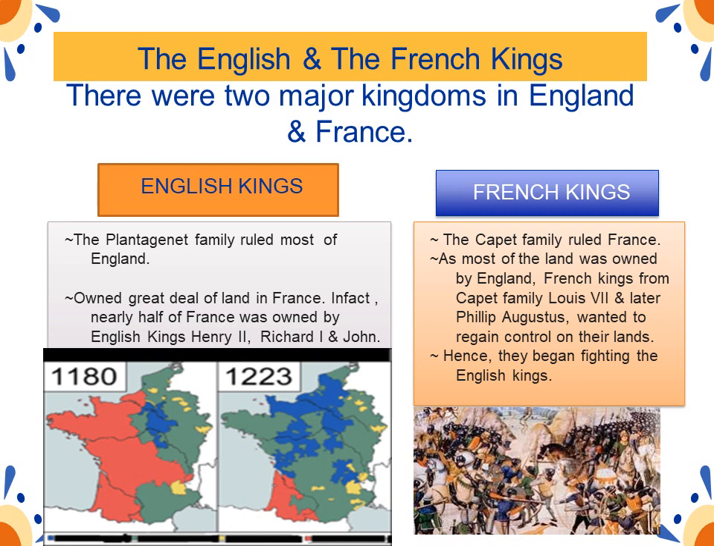Now, the Capet family had French kings, that is Louis VII, later on Philip Augustus, and these were the kings who wanted to have control over their land. They wanted to win back all that land of France which was now belonging to England. Hence, they began fighting the war with the English kings.